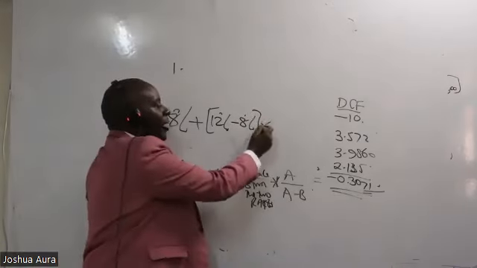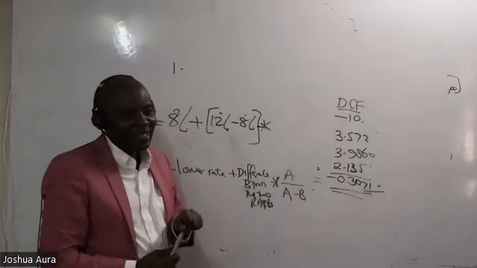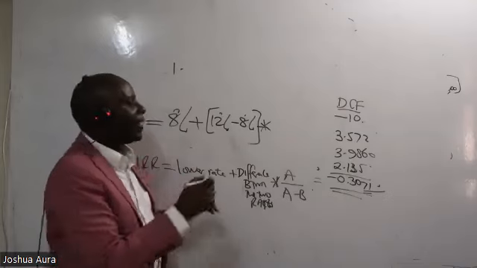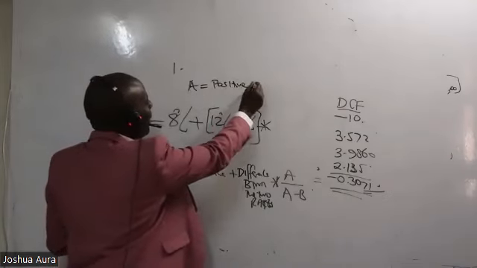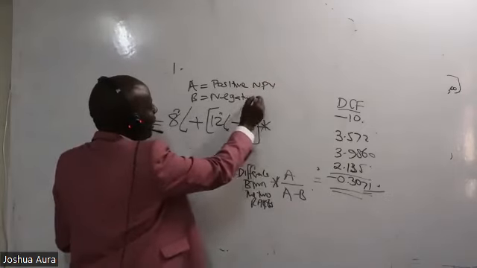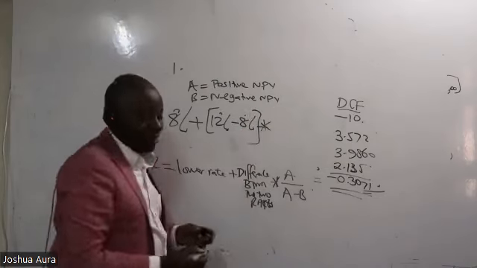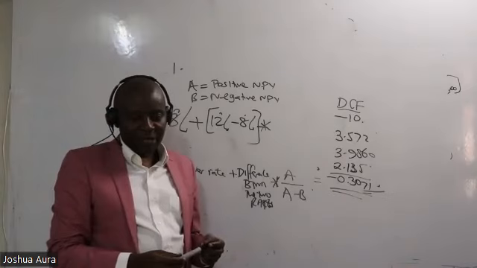Times A. A is the better NPV. A is the positive NPV. A inamaanisha positive NPV. Alafu B ni negative NPV, like that.